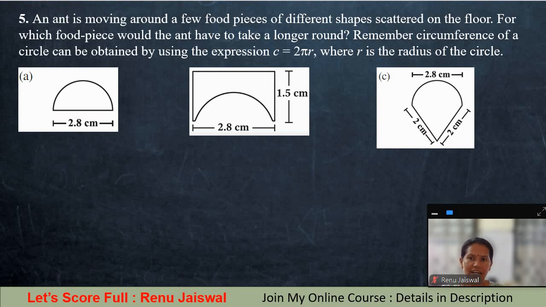Here an ant is moving around a few food pieces of different shape. So this is semicircular, it is a food piece. Then this is something rectangular and there is a semicircle inside, and this is in the form of some cone, etc. For which food piece would the ant have to take a longer round? Longer round means she has to walk around, means we need to calculate perimeter.